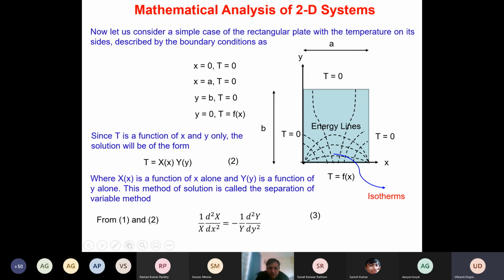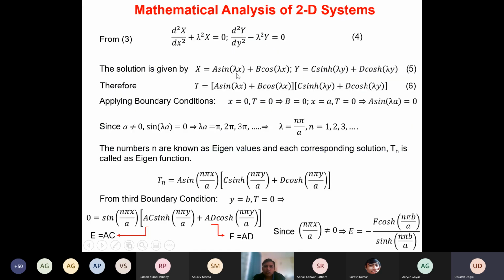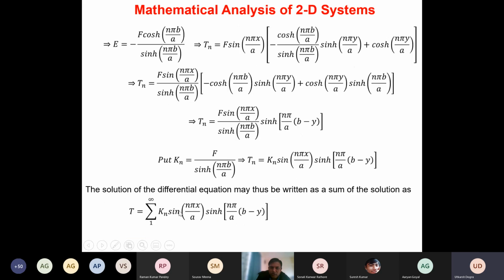In fact, for this particular problem, we get an infinite number of individual solutions. And since this problem is related to a linear homogeneous differential equation, we can represent all these individual solutions as a weighted sum. Linearly, these can be added to give a generalized solution. So this equation represents a generalized solution of this differential equation, where all individual solutions are added.